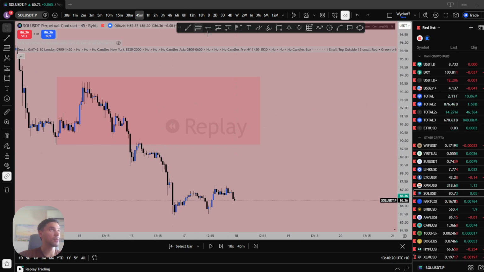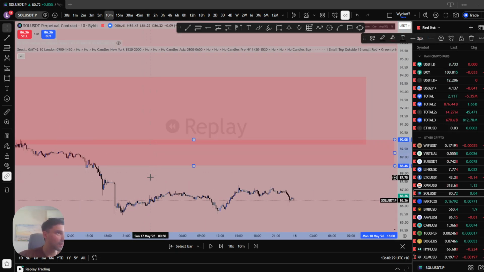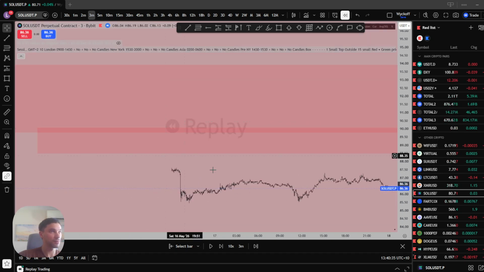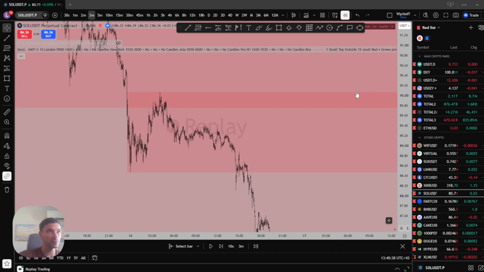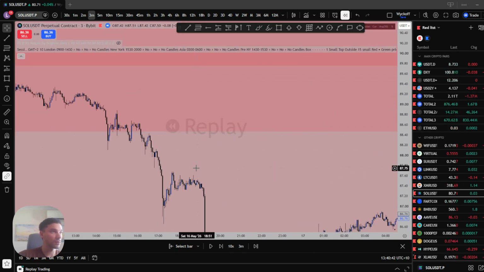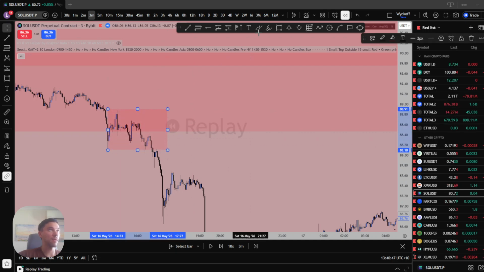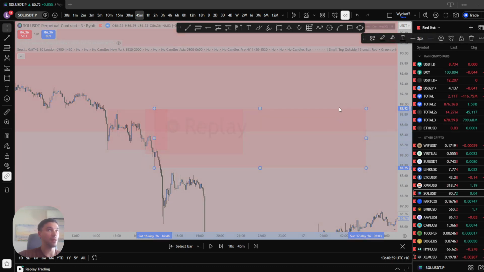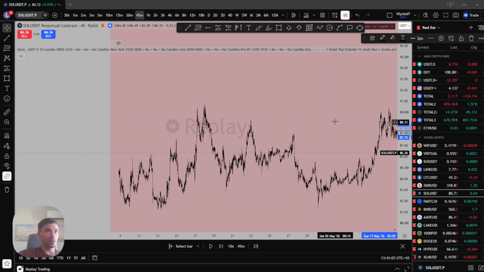That's obviously been mitigated. That's been mitigated. This is all just mitigation after mitigation, really. And then we've got this, mitigated, mitigated. There is your true inefficiency, ladies and gentlemen. That is why you have to really zoom in.